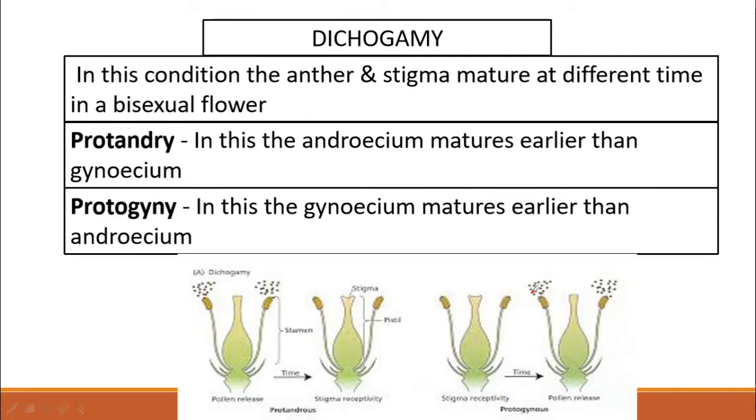So you can see here in case of dichogamy, we have protandry. The anther is releasing the pollen grains, but the stigma is not receptive. When the stigma becomes receptive, the pollen grains have been emptied from the anther lobe. In protogamy, the gynoecium becomes mature, but the pollen grains have not yet been formed. But as time proceeds, the stigma has lost its receptiveness, its maturity, but the pollen grains have now been released. So this is how self-pollination is prevented in a bisexual flower by the mechanism of dichogamy.